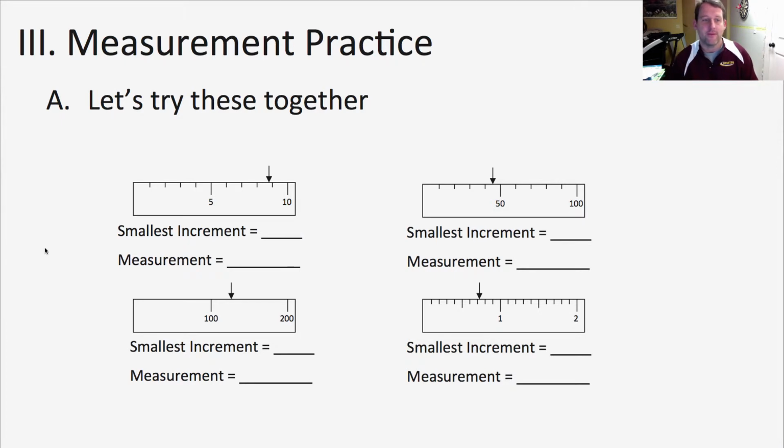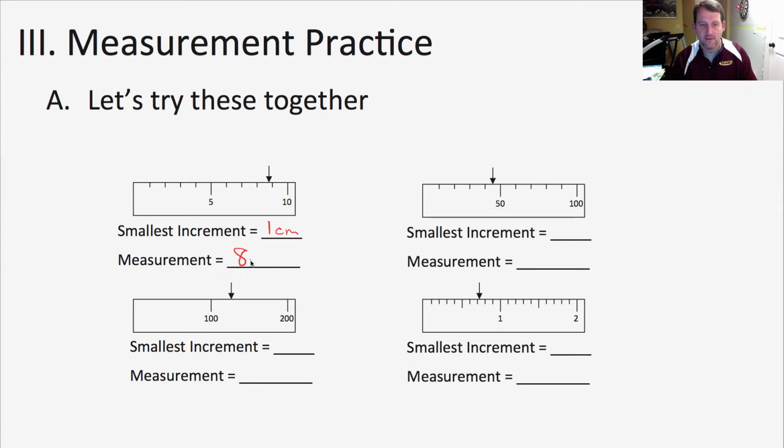Let's practice a few together. So here our smallest increment. We have 5, 10, and we have 1, 2, 3, 4, 5 segments in between 0 and 5. That means each increment, each line, must be a total of 1 centimeter. Awesome. And now we're going to measure until we have to estimate. So right now we know this is 6, 7, 8, and that one's 9. So our measurement is somewhere between 8 and 9, so we know it's 8 for sure.